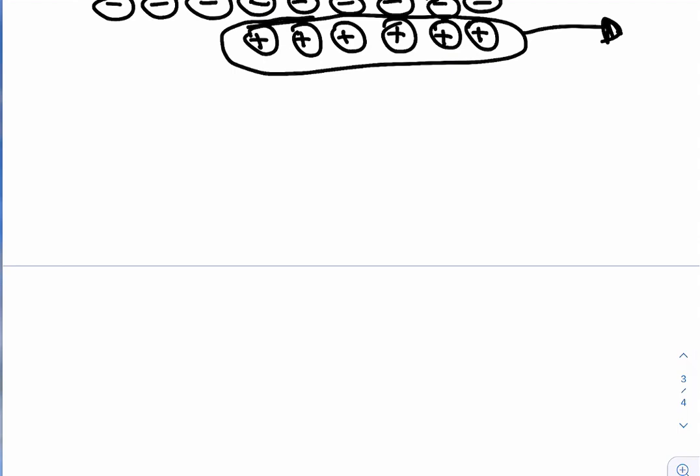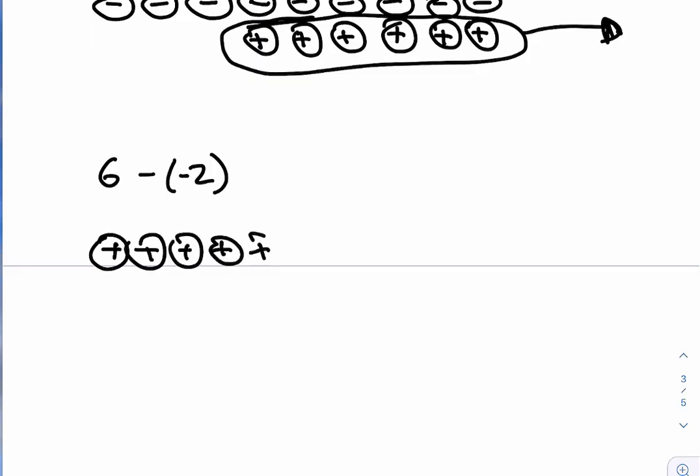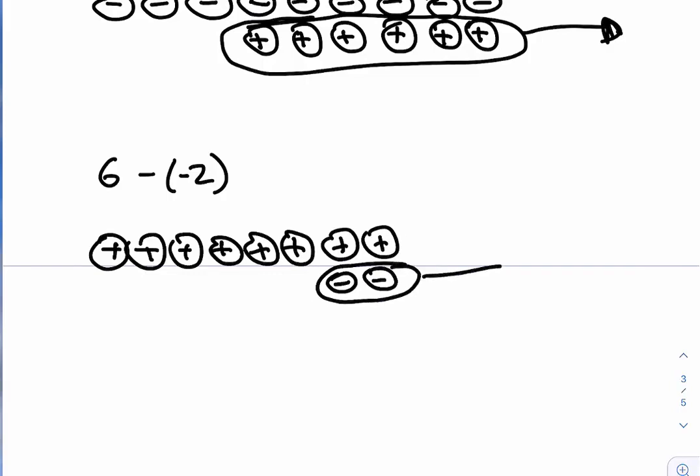Let's see. 6 subtract -2. Draw my first set of chips for my first integer. 6 chips. I do not have 2 negative chips available, so I need 2 negative chips, so I'm going to bring in 2 0 pairs. I now have those available. I will now circle those, remove or subtract my second integer. My remaining chips are my answer, +8.